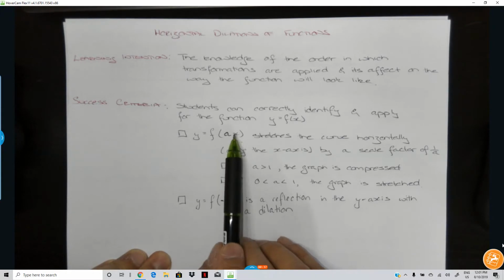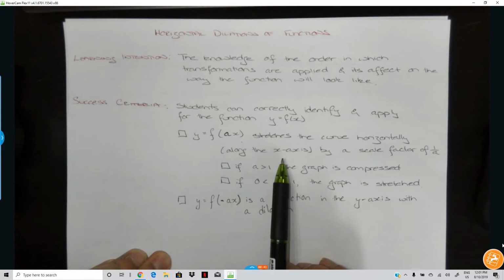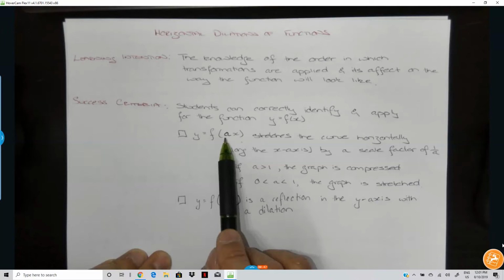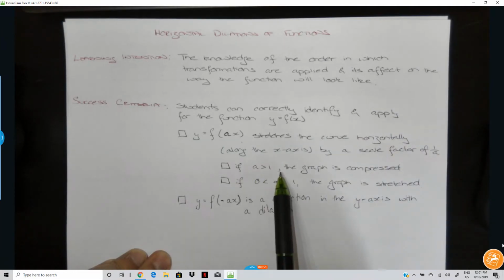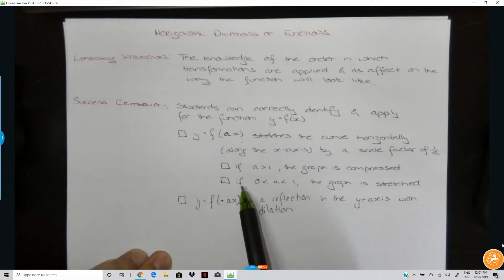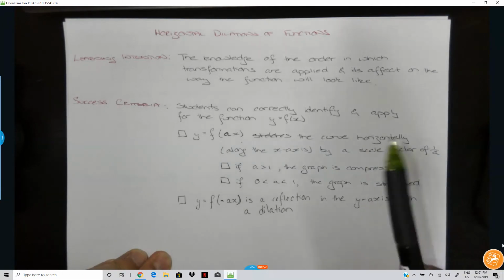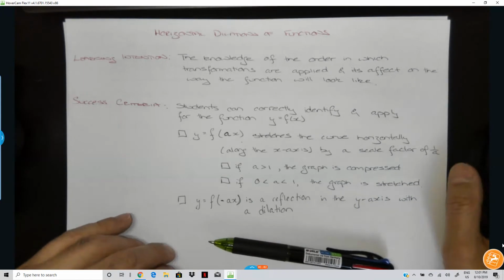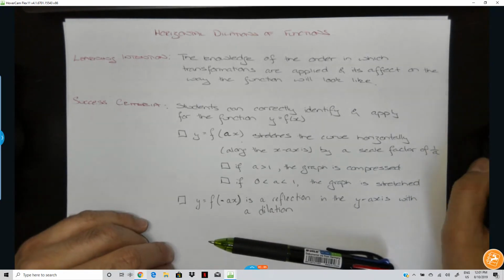When we have this situation, it's going to stretch the curve horizontally along the x-axis by a scale factor of 1 over a. If a is bigger than 1, the graph is compressed. If a is between 0 and 1, the graph is stretched. If you get y equals f(negative a x), it is a reflection in the y-axis. So let's show some examples.